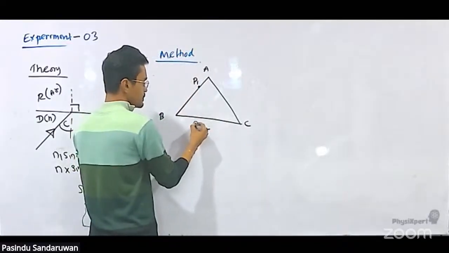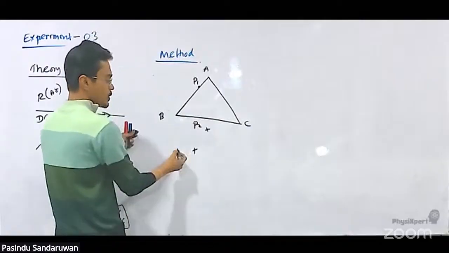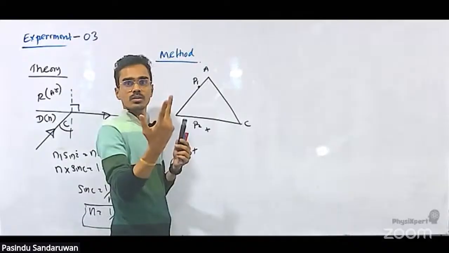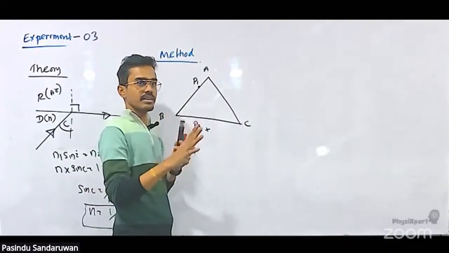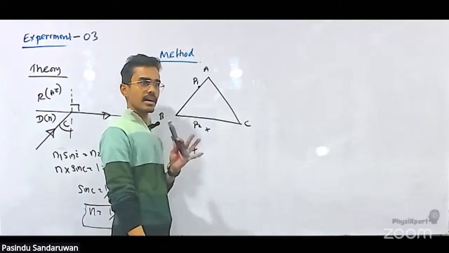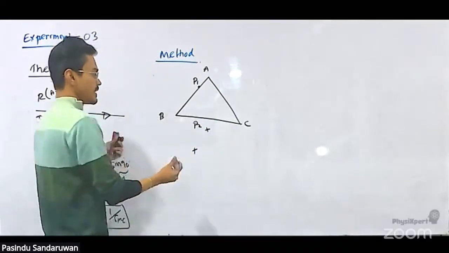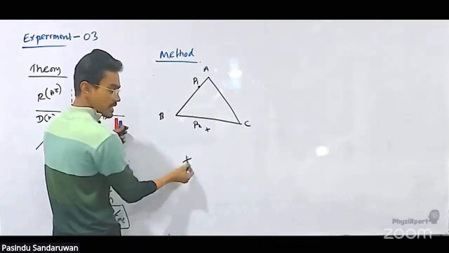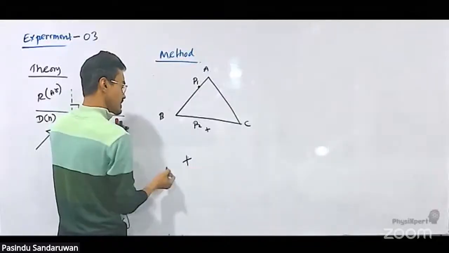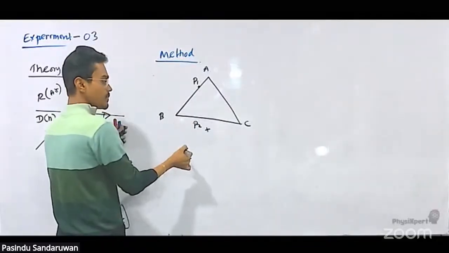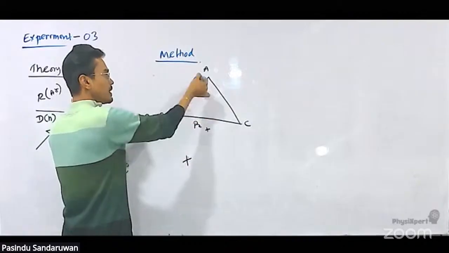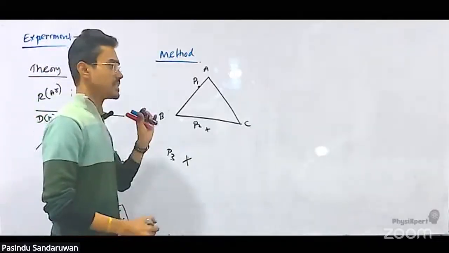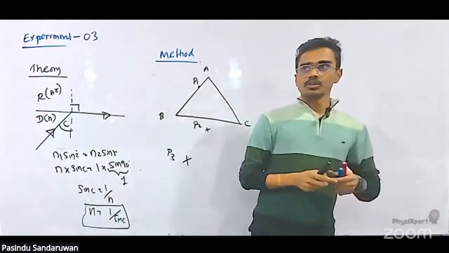Say this is P2, and again you have to fix another pin, because the minimum number of pins we need to locate a ray is 2. Then again you have to locate the second pin by moving the eye at the same critical point, as it is collinear with both P2 and P1. Then P3.